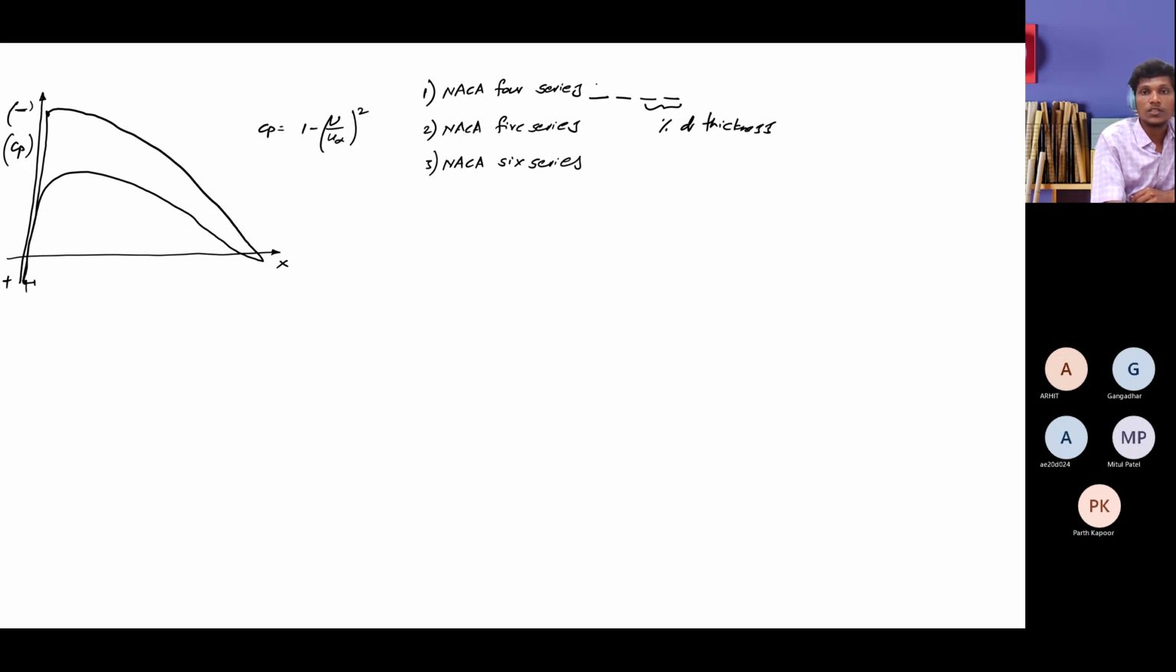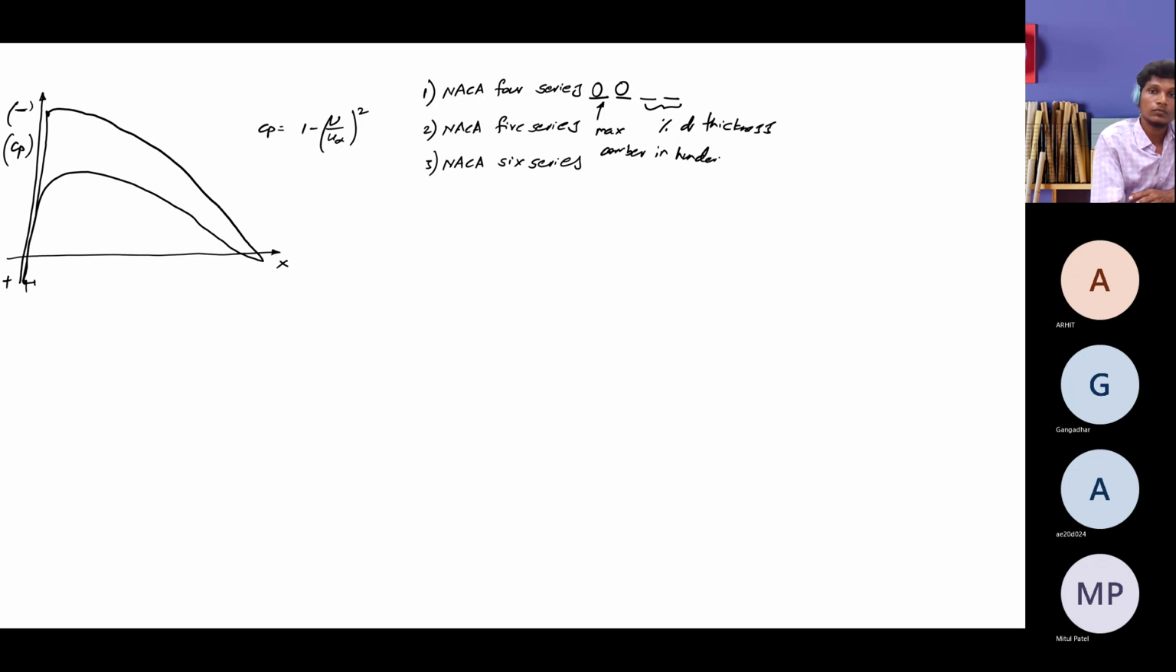If the first 2 digits are 0, that means the airfoil is symmetric. If the first 2 digits are not 0, or if there are some values present, then it is a cambered airfoil of the 4-digit series. Then what is that camber? It is the maximum camber in hundredths of chord. And this is the maximum camber location in tenths of chord.